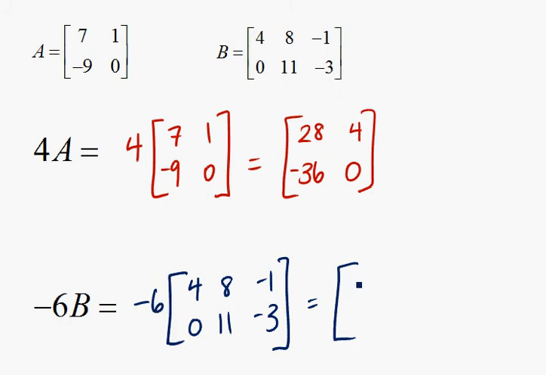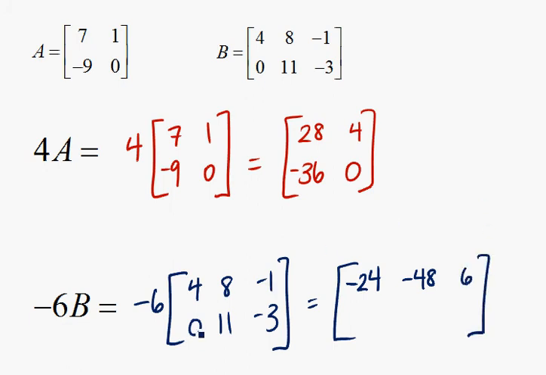So the entry in the first row, first column, is going to be negative 6 times 4, or negative 24. The entry in the first row, second column, negative 6 times 8, is negative 48. The entry in the first row, third column, negative 6 times negative 1, is 6.